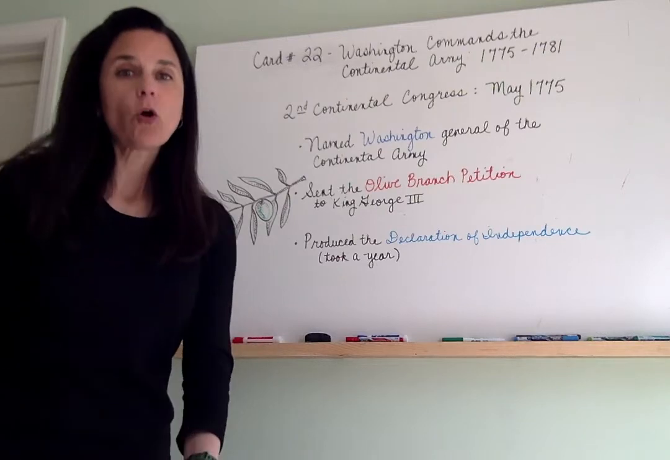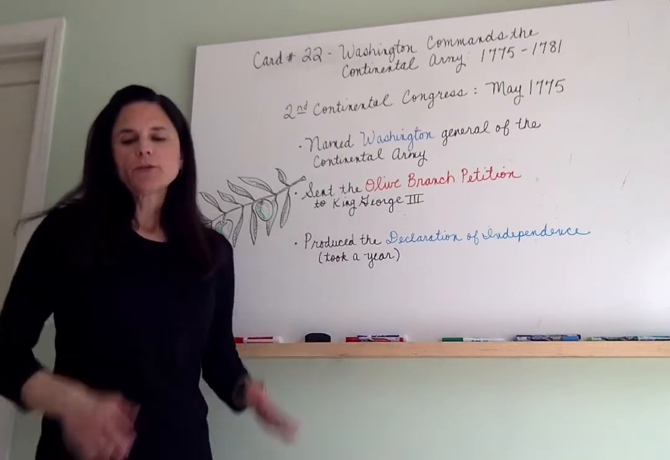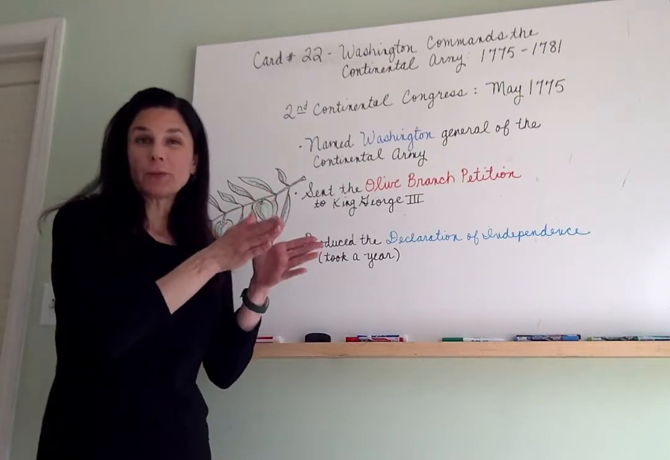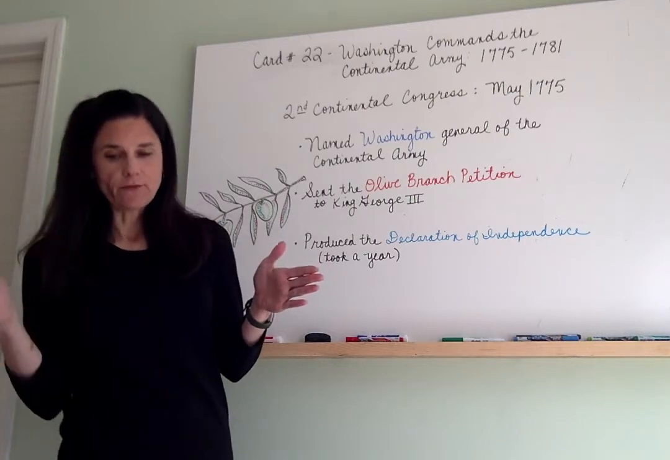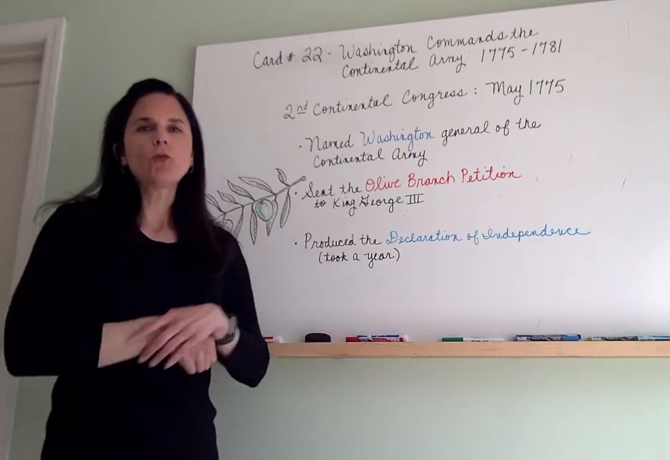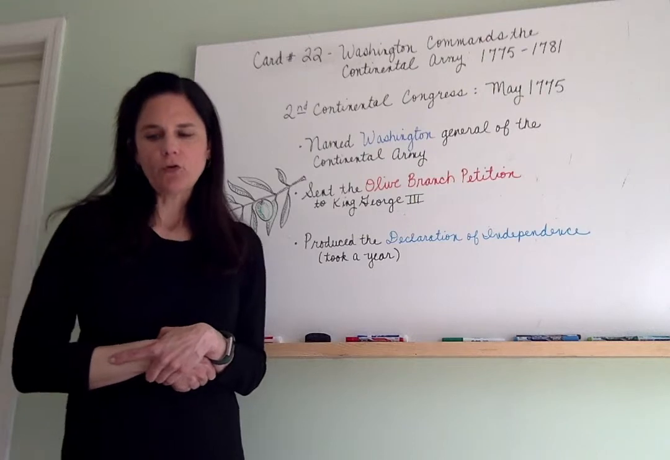Okay, so the back of that card really sweeps wide between the years, really the beginning of the war all the way to the end of the war. So it's kind of like an overview of Washington's whole command of the Continental Army.